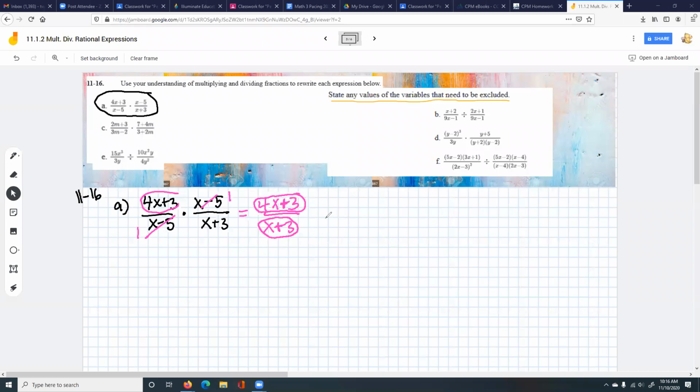But you can't here. Okay, and it does say to state any values of variables that need to be excluded. So this is our answer right here, okay? Our answer is 4x plus 3 over x plus 3. Okay, what are our excluded values? There are actually 2 excluded values. First is what value for x is going to make this equal to 0, you guys? Feel free to unmute yourselves.